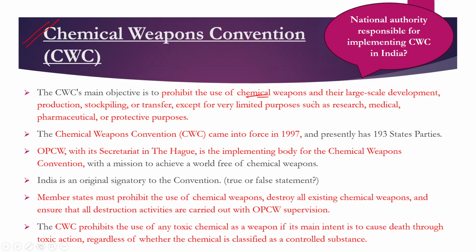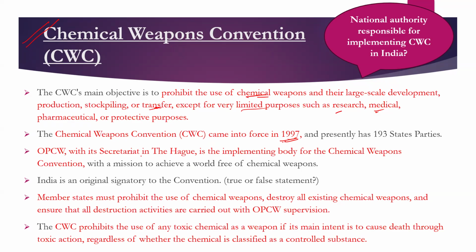The use of chemical weapons, large-scale deployment, stockpiling of chemical weapons, all of it has been prohibited under this convention, even transfer of the same. Only for research or medical purposes can you use them. That is clearly mentioned. The Chemical Weapons Convention came into force in 1997. And what about this statement: India is an original signatory to this convention? This one would be true. This is a correct statement, so you have to know it.